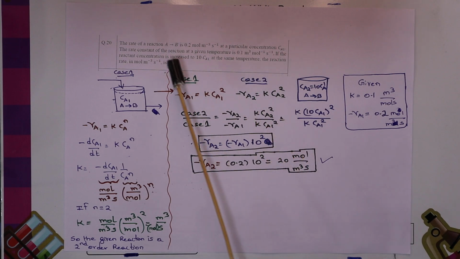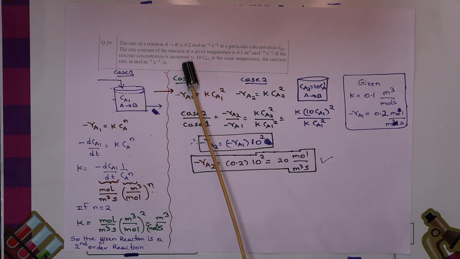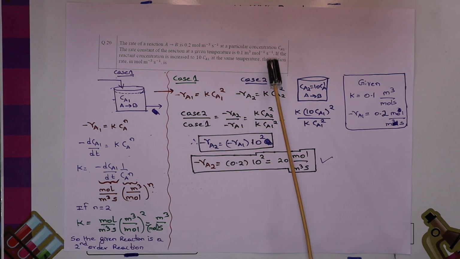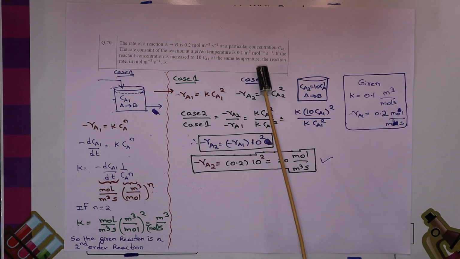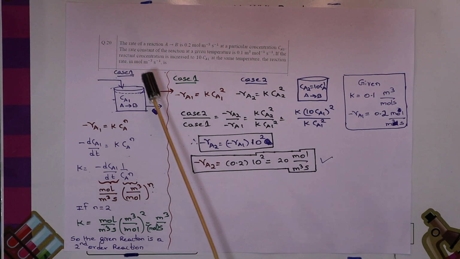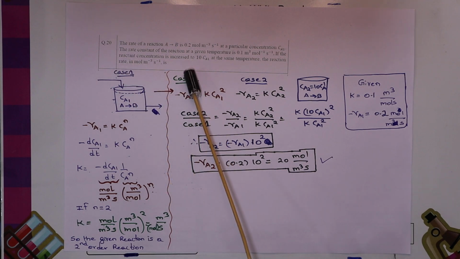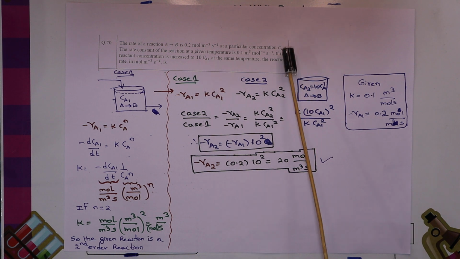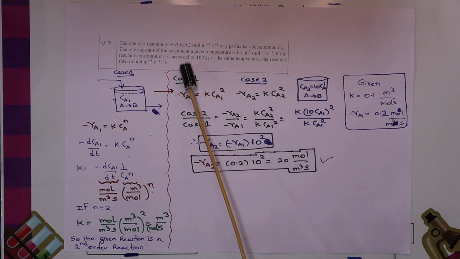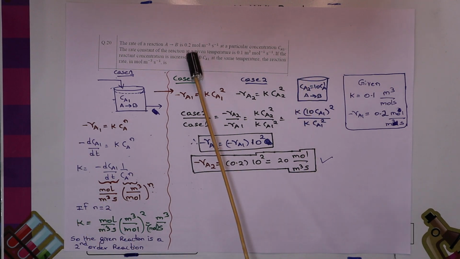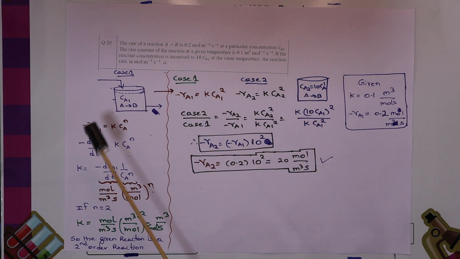If the concentration is increased to 10 times Ca1 at the same temperature, we have to find the reaction rate. That means if you increase the concentration to 10 times that of Ca1, you are supposed to find the rate of the reaction. The rate of reaction at Ca1 is given as 0.2 mole per meter cube per second.